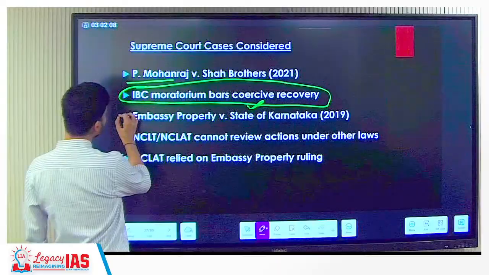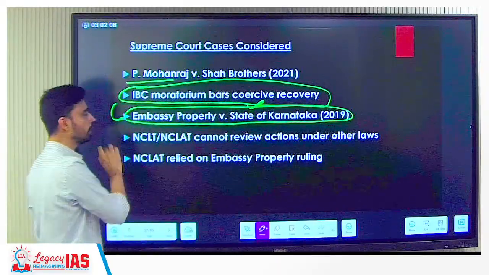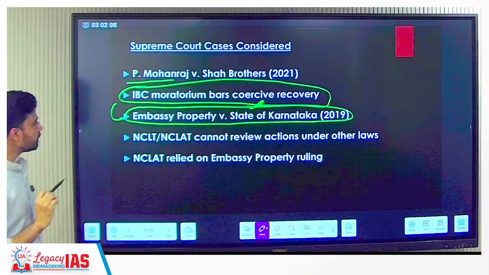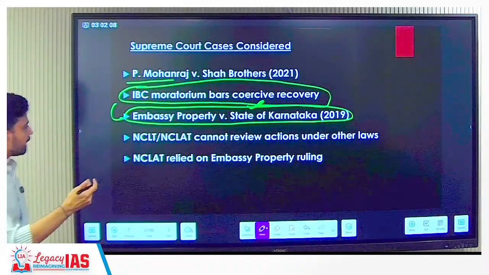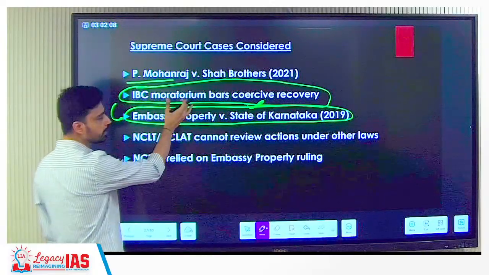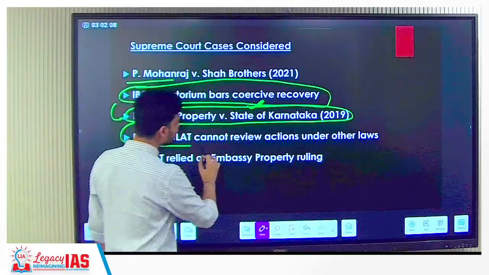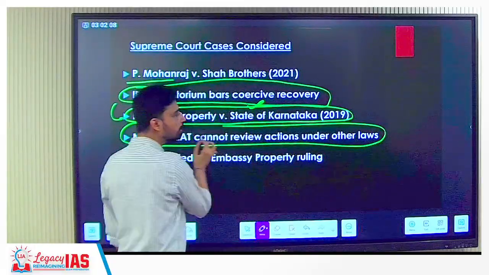The other ruling is kind of opposite. That is Embassy Property versus State of Karnataka in 2019. In that, the Supreme Court stated that in the case of PMLA or Enforcement Directorate involvement, such things can be done. Seizure of the assets can be allowed. NCLAT cannot review actions under other laws.